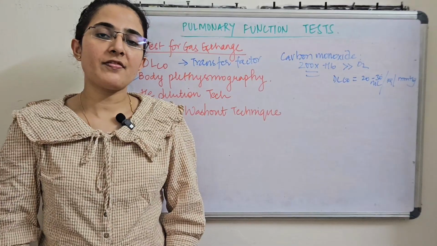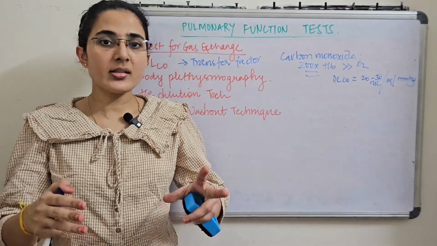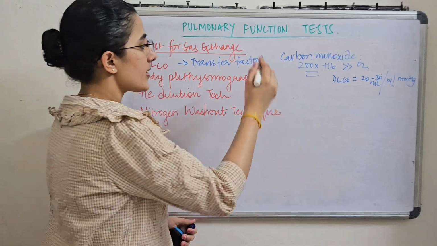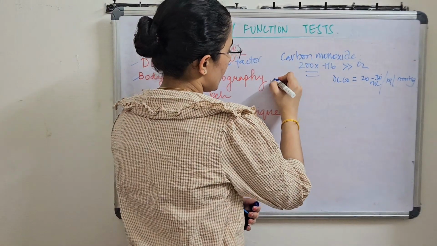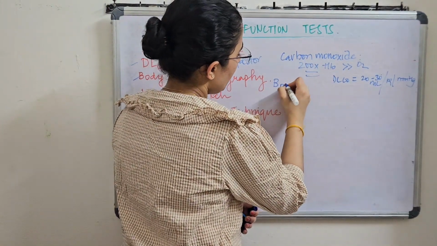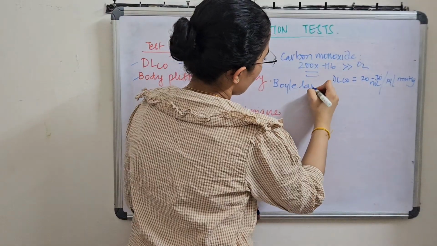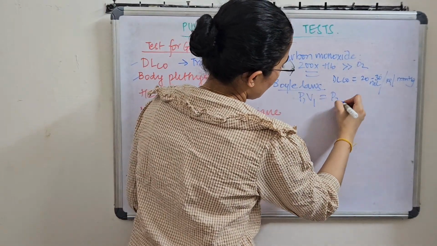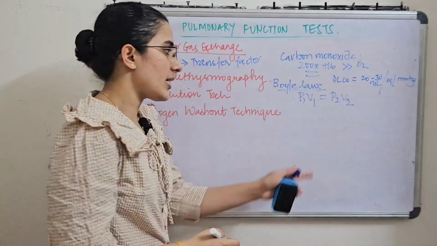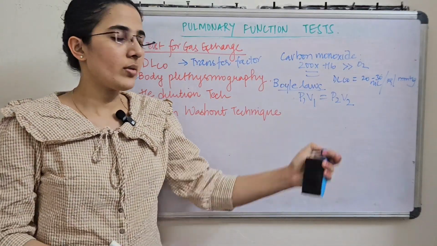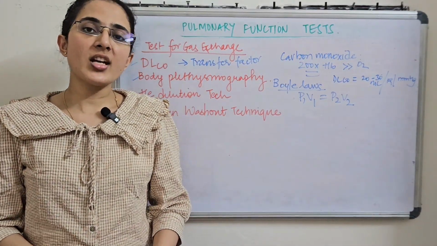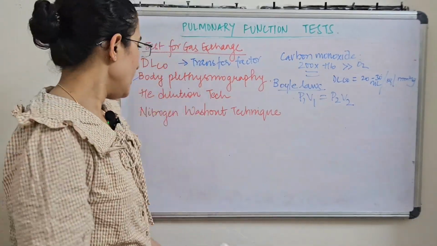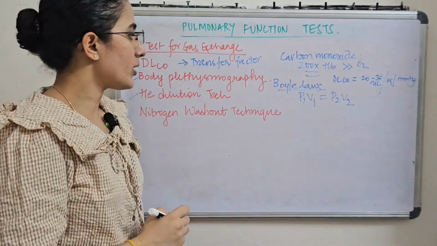Next we come to body plethysmography. In body plethysmography, the patient sits inside a box. The box contains a fixed amount of gas and volume. So body plethysmography is based on Boyle's law, P1 V1 equal to P2 V2. The patient is asked to take small shallow breaths over a particular duration and the change in the volume of the air is measured.